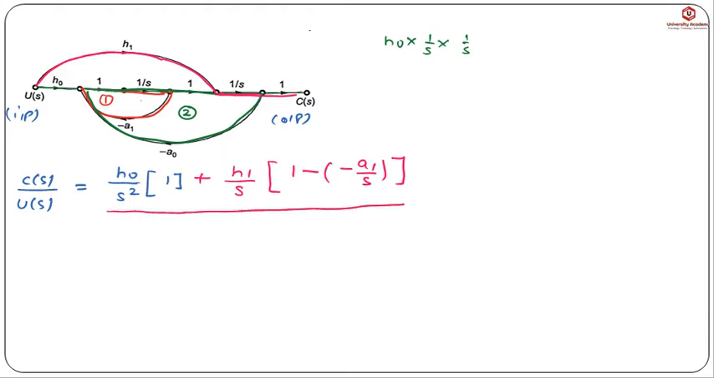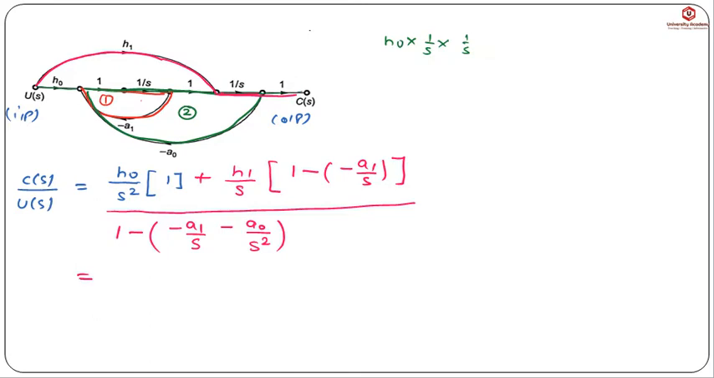Then in the denominator we write delta. Delta is 1 minus the sum of all individual loops. The first loop has gain minus A1 by S, and the second loop has gain minus A0, because we have 1 into 1 by S into 1 by S, which equals A0 by S square. Then we add the product of two non-touching loops. Here both loops touch each other, so no non-touching loops are possible. So this is the transfer function, and we can simplify it.